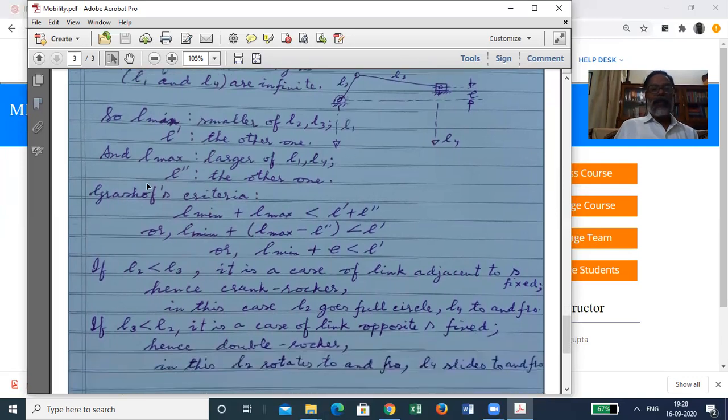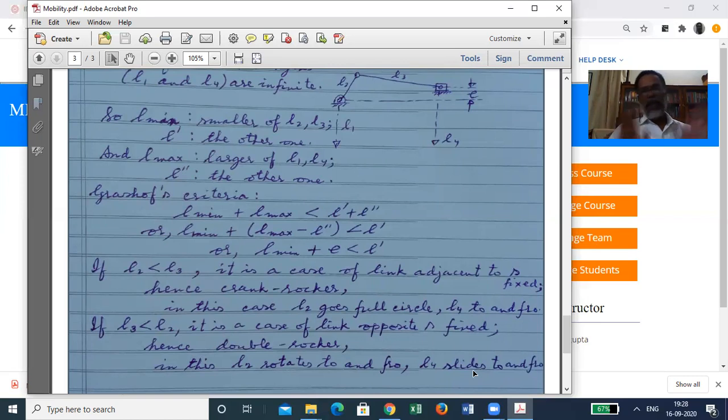If it is the other way around, if L3 is smaller than L2, then it is smaller than everything else because the other two are of infinite length. Then you know what the case is. L3 is the smallest link and the frame is the link opposite to the smallest link. If L3 is smallest, it is a case of link opposite S fixed, and that means double rockers. In that case, this also cannot rotate full circle. So this can only rock and this can only slide back and forth, which is in a way equivalent to rocking. So in this case, L2 rotates to and fro, L4 slides to and fro.